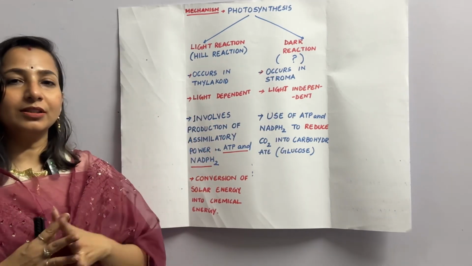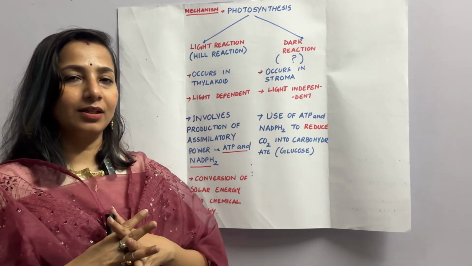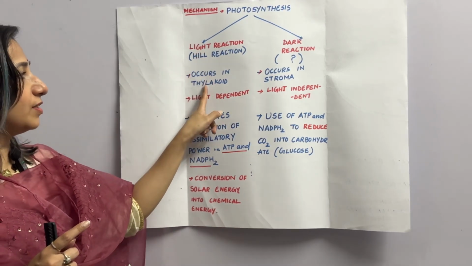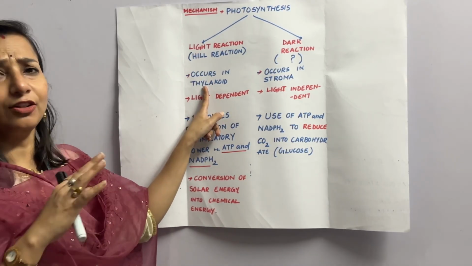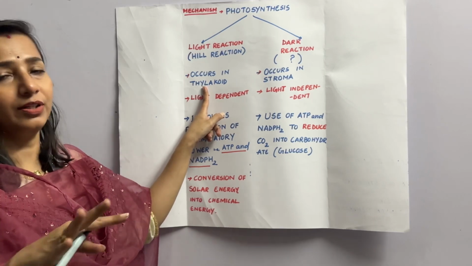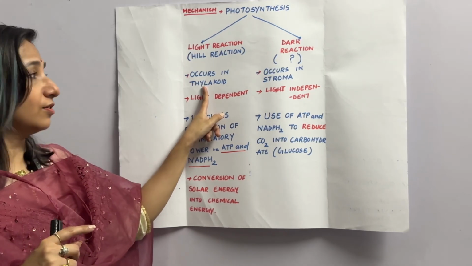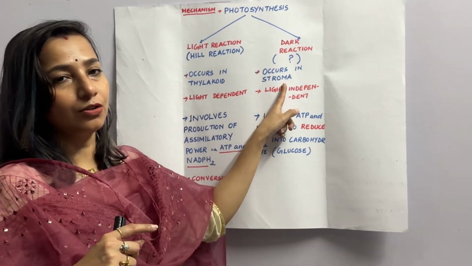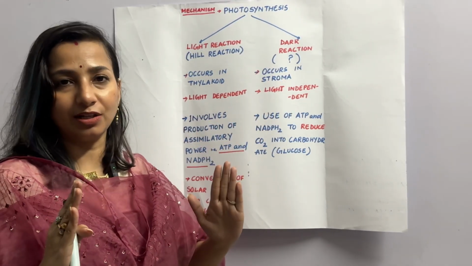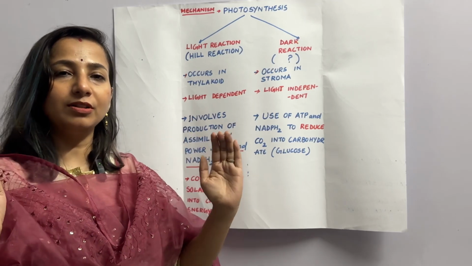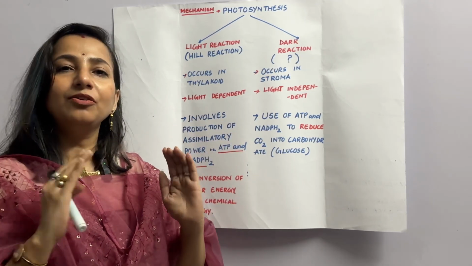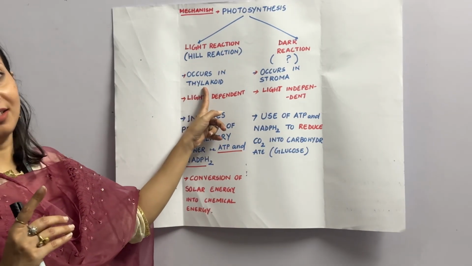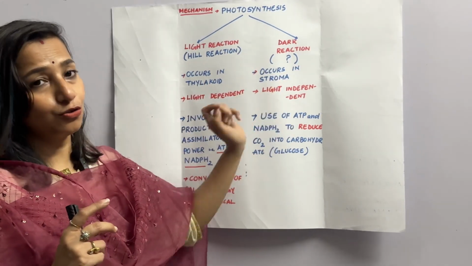Secondly, if you remember the structure of the chloroplast, remember the thylakoid? The light reaction occurs specifically in the thylakoid. It cannot occur in the stroma or the outer or inner membrane. It always occurs in the thylakoid. While the dark reaction occurs in the stroma. Very compartmentalized. Although we talk about a single cell organelle, the reactions are compartmentalized: light reaction in the thylakoid, dark reaction in the stroma.